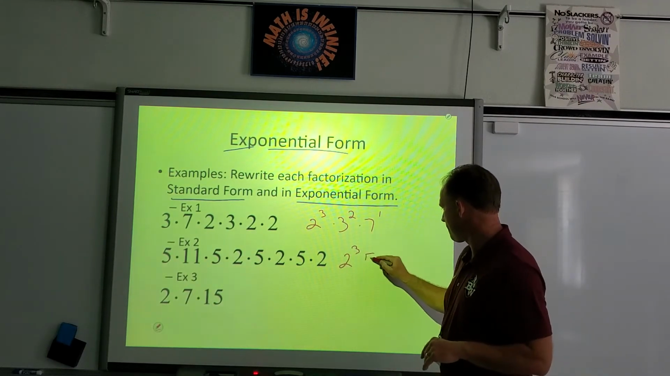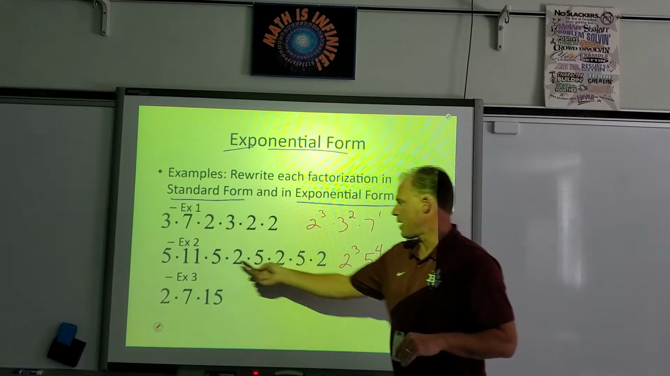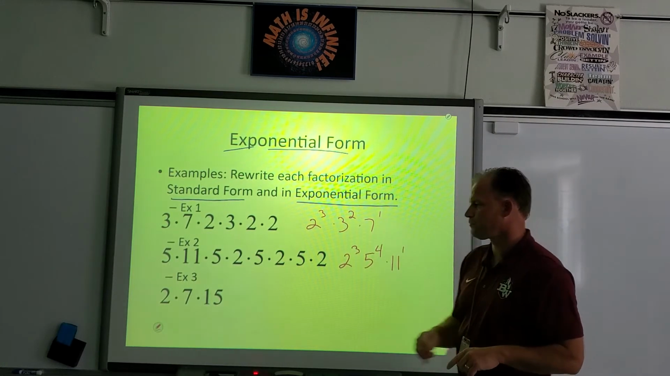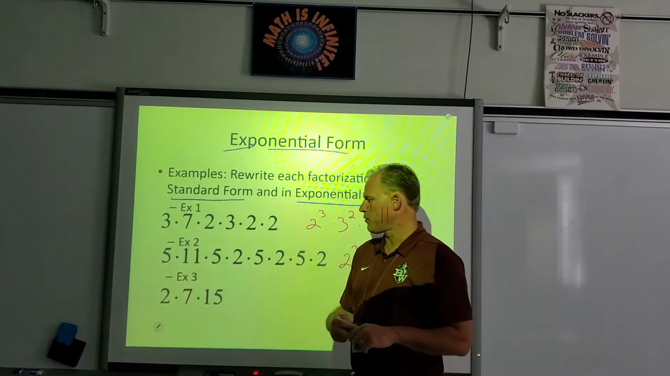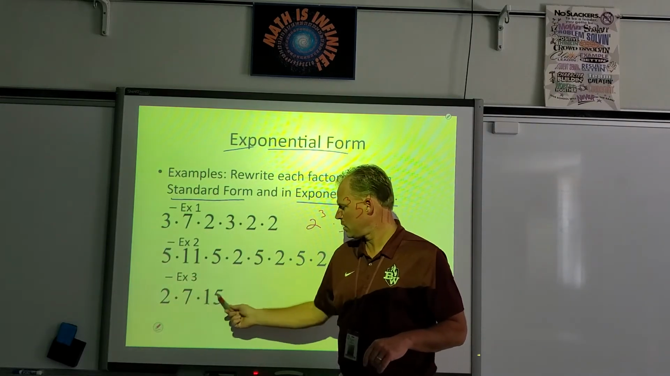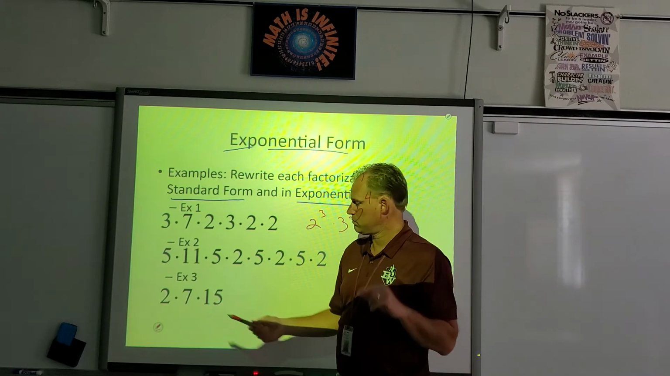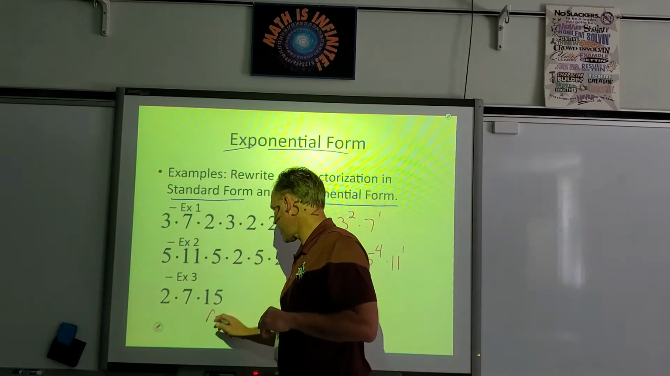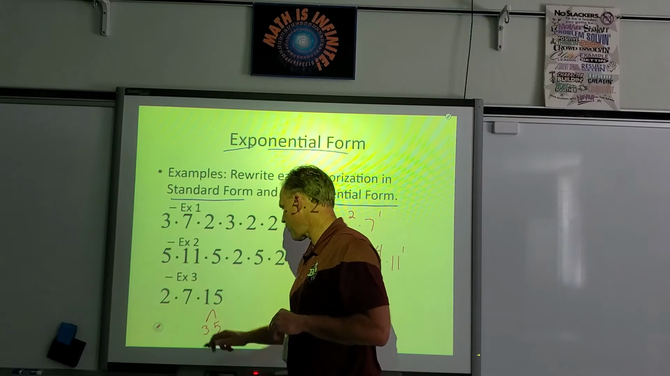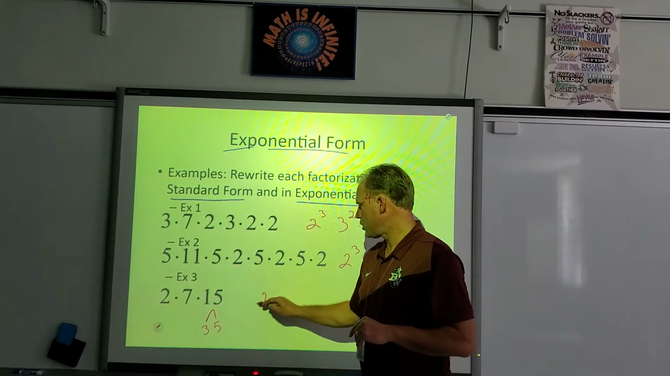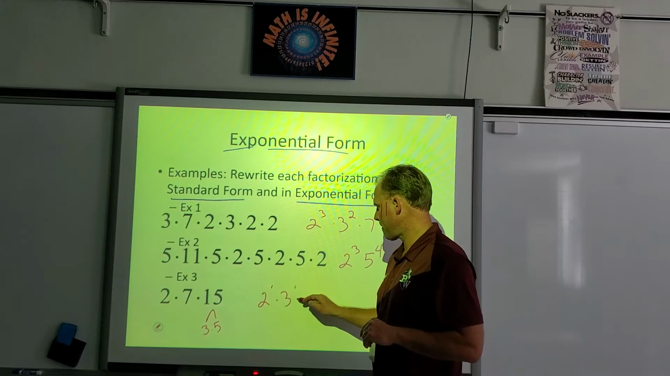How many 5's? 4. And how many 11's? 1. Example 3, is that a prime number? No, it's not. Okay, so 15 would break down to 3 and 5. So I've got a 2, a 7, a 3, and a 5. So there's 1 of each.